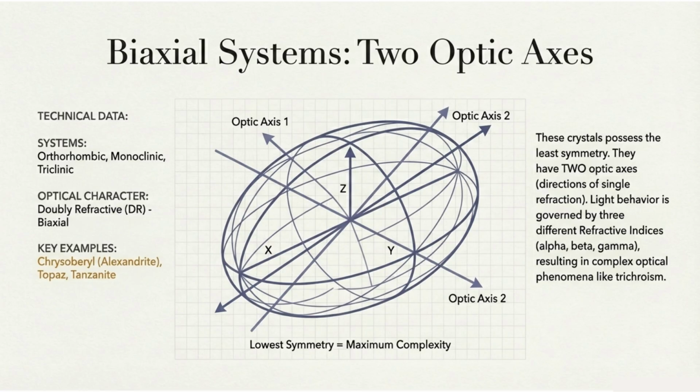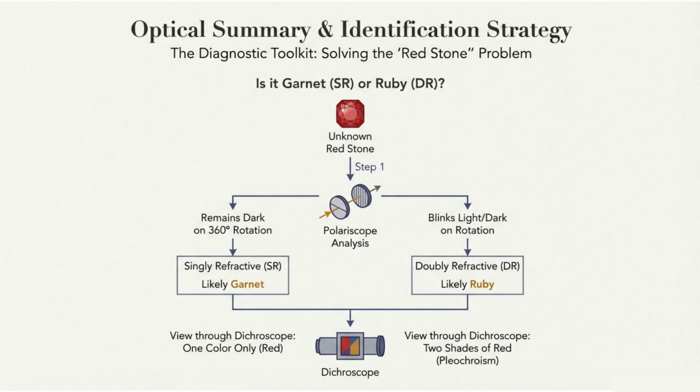Biaxial gems are the drama queens of optics, harder to understand but incredibly rewarding when you know how to read their behavior. Time to use this knowledge in a classic gemologist nightmare: the unknown red stone. Scenario: you're looking at a bright red faceted gem. Is it garnet or ruby? They can look similar to the naked eye, but they live in totally different optical worlds.